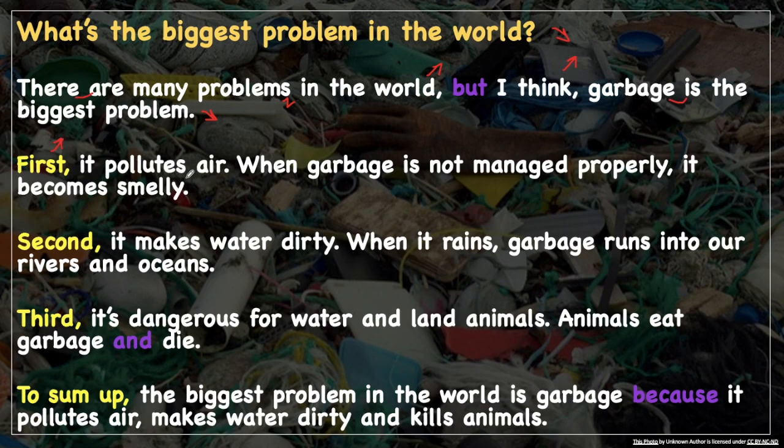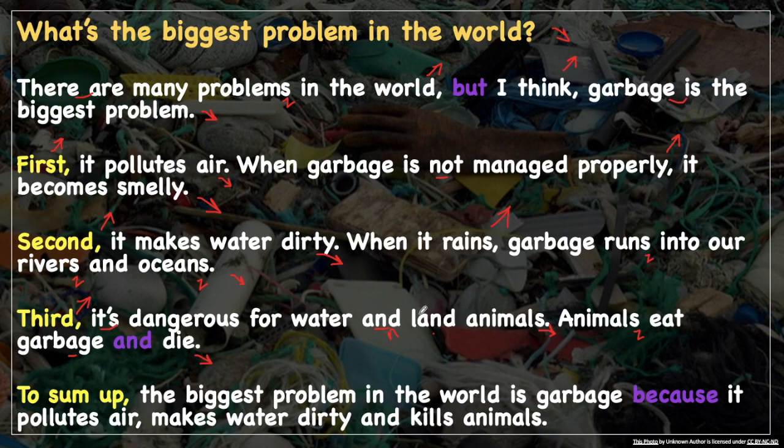First, it pollutes air. When garbage is not, stress here, managed properly, it becomes smelly. Second, it makes water dirty. When it rains, garbage runs into our rivers and oceans. Again, this one also z. Third, it's dangerous for water and land animals. So again, this one will be shorter. Animals eat garbage and die.